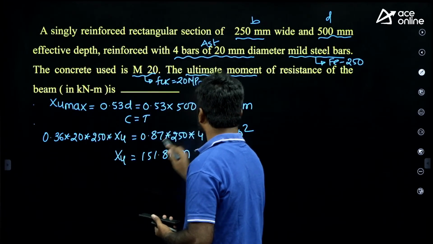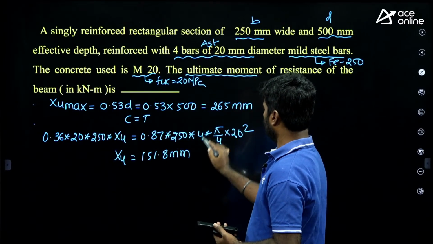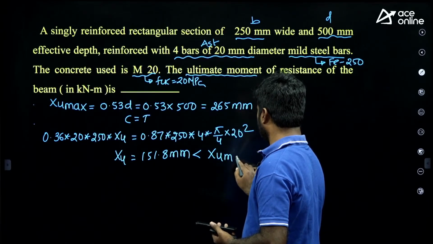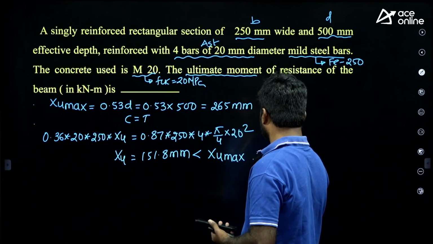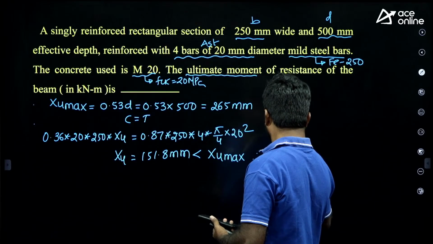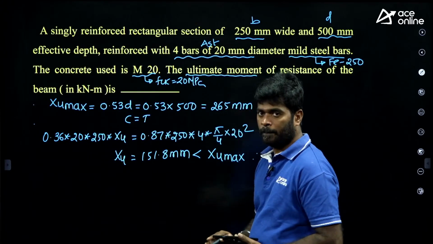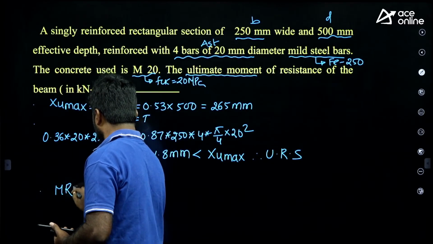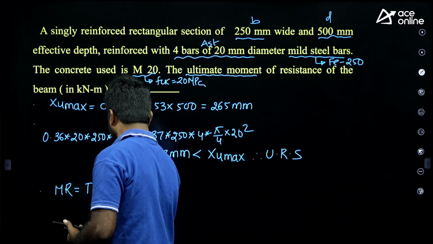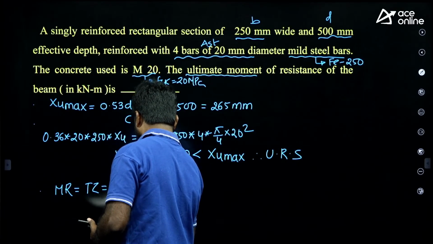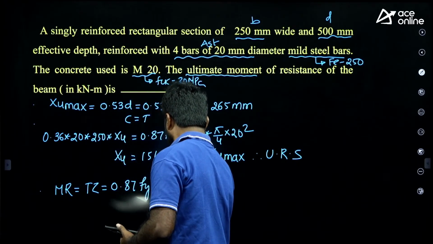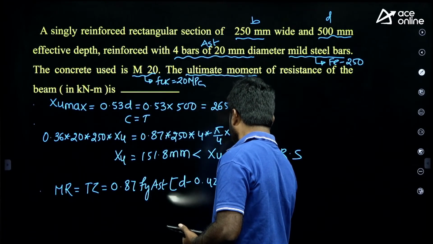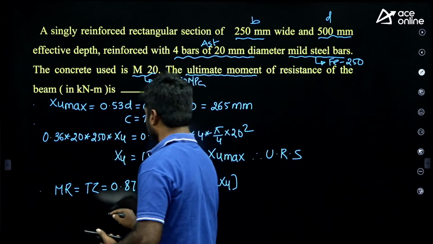Now compare XU and XU max. XU is less than XU max, correct? Therefore, it is an under reinforced section. My dear, find the moment of resistance for the under reinforced section. MR equals T into Z, that is 0.87 Fy AST into D minus 0.42 XU. Substitute the values, you will get the answer.